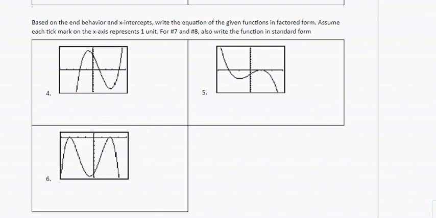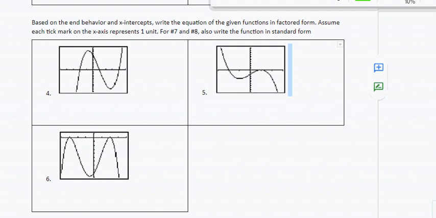Now we want to get the graphs or write the equations of these functions based on the graph. And we're going to have to make some assumptions here. We're already saying that each tick mark represents one unit. We got to assume there are no dilation factors. And my numbering got mixed up when I did my copy and paste. So this is actually 7, 8, and 9.